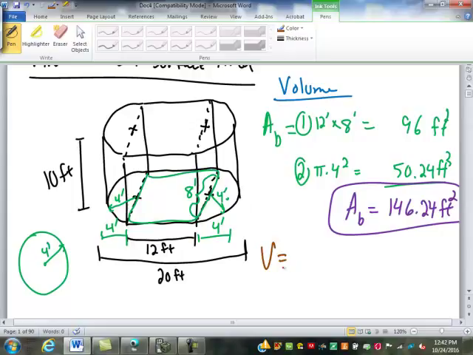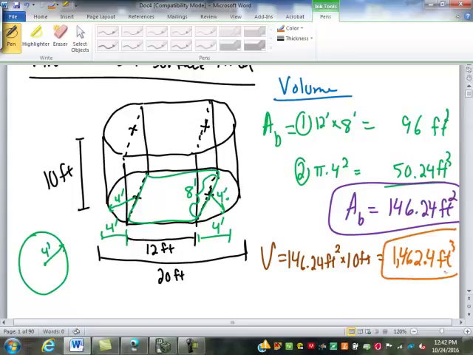So then, to find my volume, it's 146.24 square feet times 10 feet of height, which will give us 1,462.4 cubic feet. Being a volume, it is going to be in cubic feet.